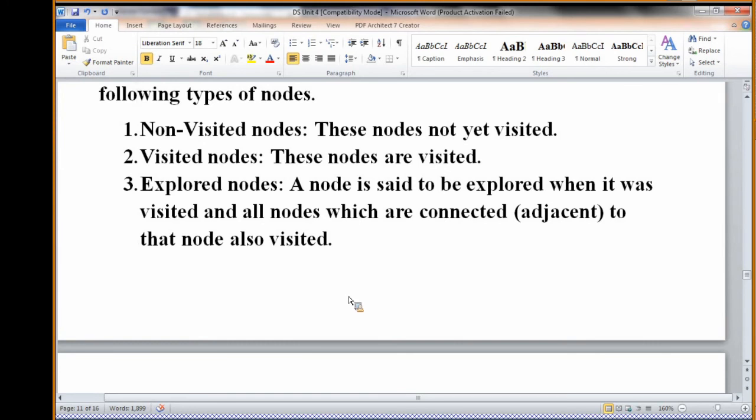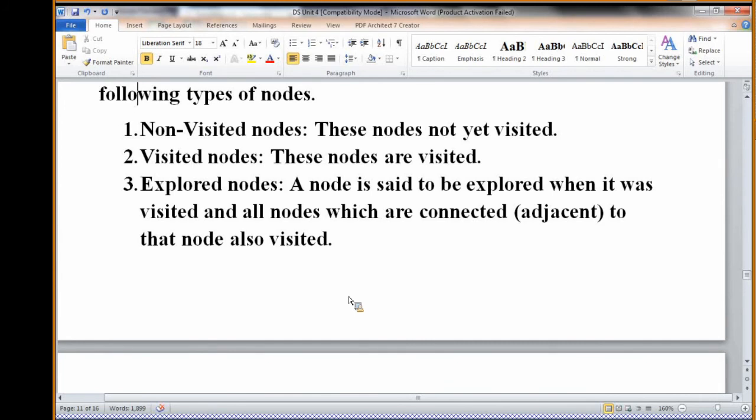Explored nodes means a node is said to be explored when it was visited and all nodes which are connected adjacent to that node are also visited. That means if 1 is there, adjacent to the 1 are 4 and 3. 1 visited, 4 visited, 3 visited. So then 1 is called explored. But 4 and 3 are called unexplored because the nodes adjacent to 4 and 3 are not visited yet. So if all nodes adjacent to a particular node are also visited, then that node is called an explored node.